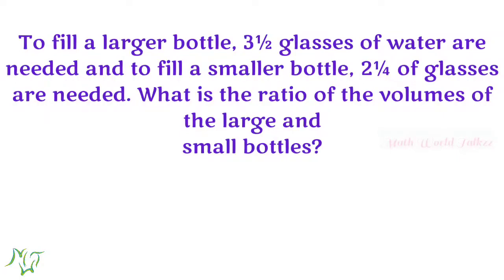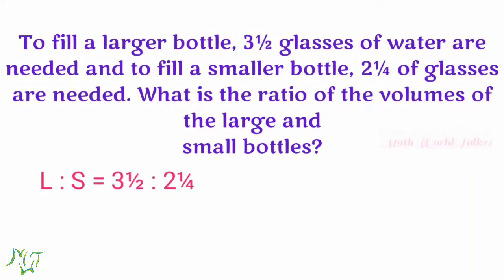See this one. To fill a larger bottle, 3.5 glasses of water are needed, and to fill a smaller bottle, 2 1/4 glasses are needed. What is the ratio of the volumes of the large and small bottles? Here we want to find the ratio of volume. So in terms of that glass, we are telling that ratio. Okay, so we can write L:S. For large, we can write capital L, for small, we can write S. So L:S is equal to 3.5 is to 2 1/4.